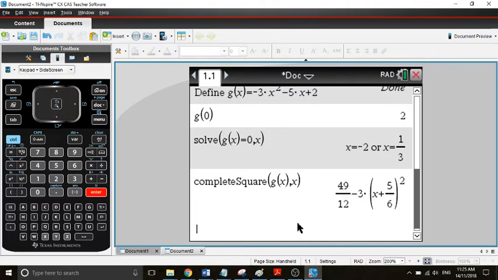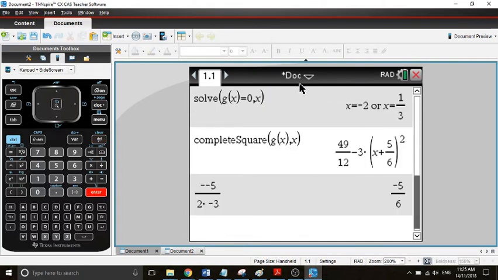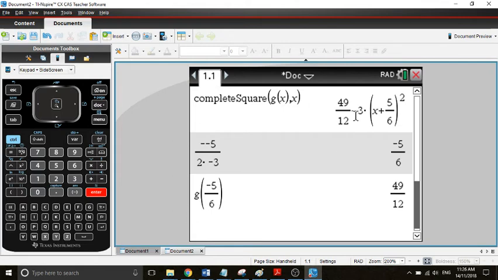We can do, once again, our negative b over 2a. So in this case we'll have -5 divided by 2 times -3. And let's see that. So -5/6, which matches up to what we've got here. And then say g of -5/6, 49/12. So that's how we go about finding the turning points.